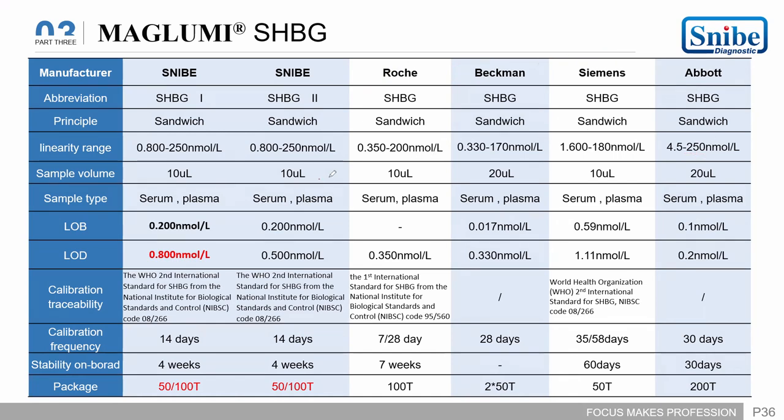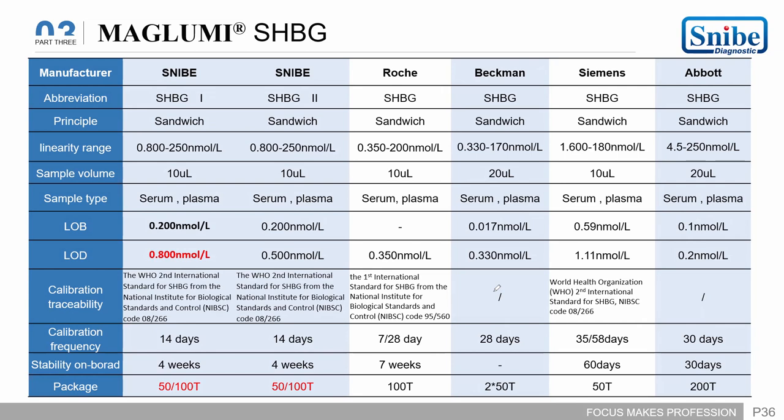If we talk about sample volume, it's 10 microliters, as compared to the sample volumes of Beckman and Abbott. For sample type, both serum and plasma are recommended, which is equally good as compared to the other competitors. We have limit of blank and limit of detection in our assays. For calibration traceability, we use the second international standard for SHBG, NIBSC code 08/266, which is equivalent to the Siemens standardization, while for Beckman and Abbott we have no data.